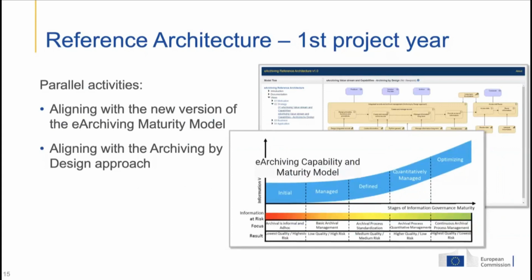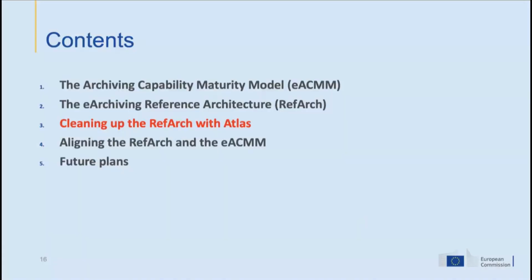So in the first project here, we had two goals: align our reference architecture. Until now, I was talking about the past, and now in this project I'm talking about the near past. We had two goals, aligning it with the maturity model and aligning it with the archiving by design approach, which I will talk about two presentations later. Very shortly, please. Yes. As István said, at the end of the previous project, we had our own reference architecture representation.